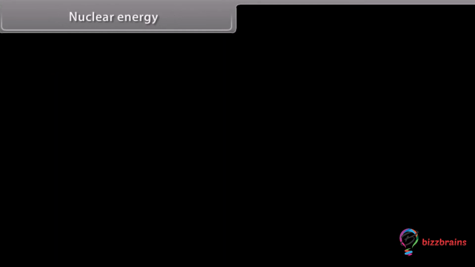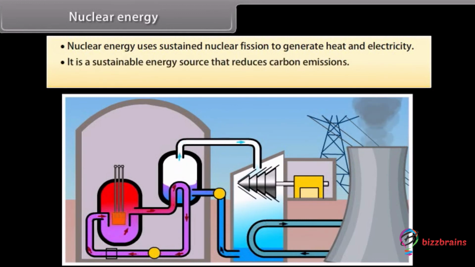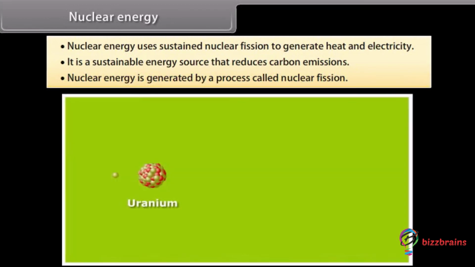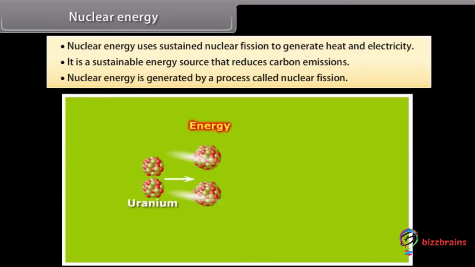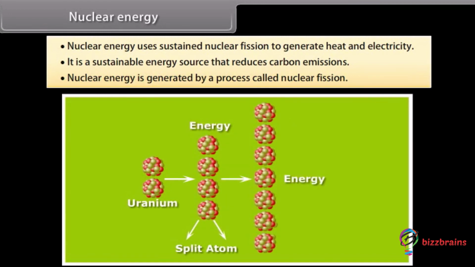Nuclear energy. Nuclear energy uses sustained nuclear fission to generate heat and electricity. It is a sustainable energy source that reduces carbon emissions. Nuclear energy is generated by a process called nuclear fission. In this process, the nucleus of heavy uranium, plutonium, or thorium is bombarded with low-energy neutrons. This atom is then split into lighter nuclei. A tremendous amount of energy is released.